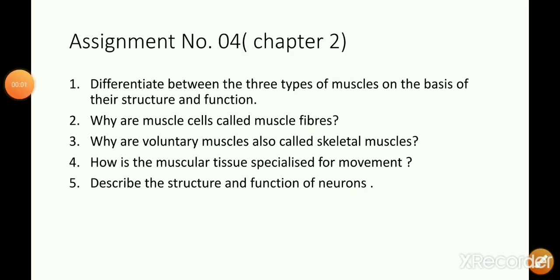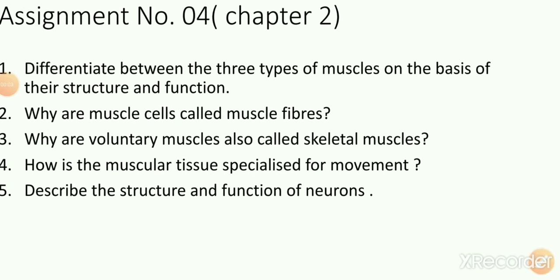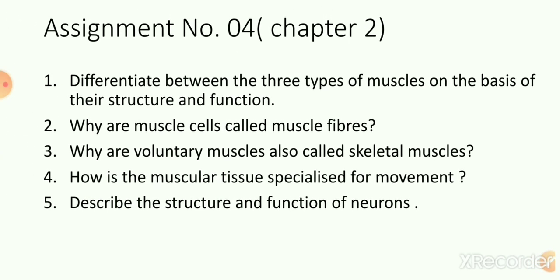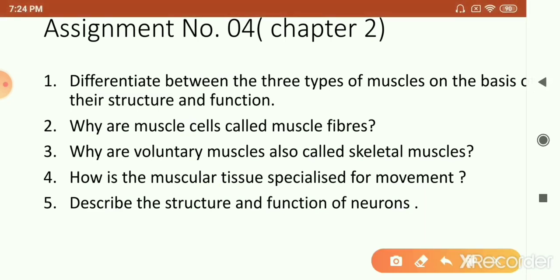On the basis of the video that you've watched, here are some questions that you have to do in your biology assignment copies. The first question is, differentiate between the three types of muscles on the basis of their structure and function. Next, why are muscle cells also called muscle fibers? Third question is, why are voluntary muscles also known as skeletal muscles? Fourth is, how is the muscular tissue specialized for movement? And the fifth question is, describe the structure and function of neurons.